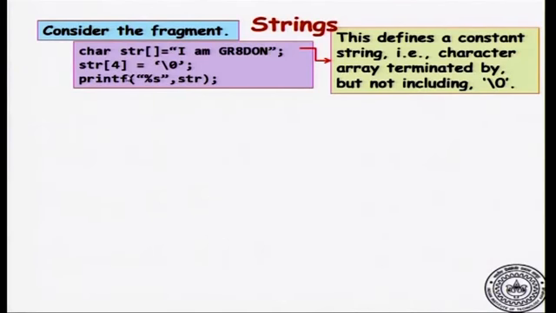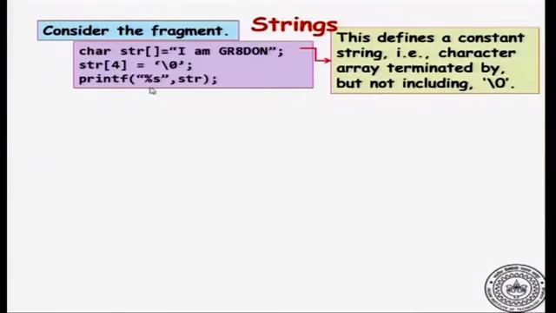Now, I set str[4] equal to null. Note that there are 11 non-null characters in the string constant. So, this goes from str[0] to str[10] followed by str[11], which is a null character. Now I set str[4] equal to null. So, somewhere in the middle of the string I put a null character. What will happen if I print it using printf %s?